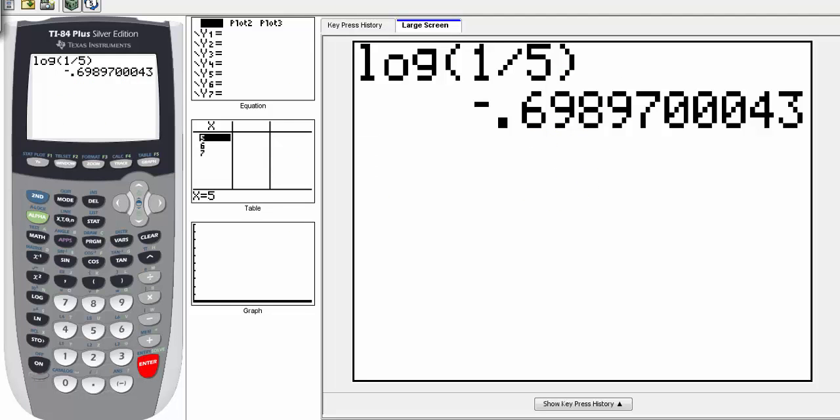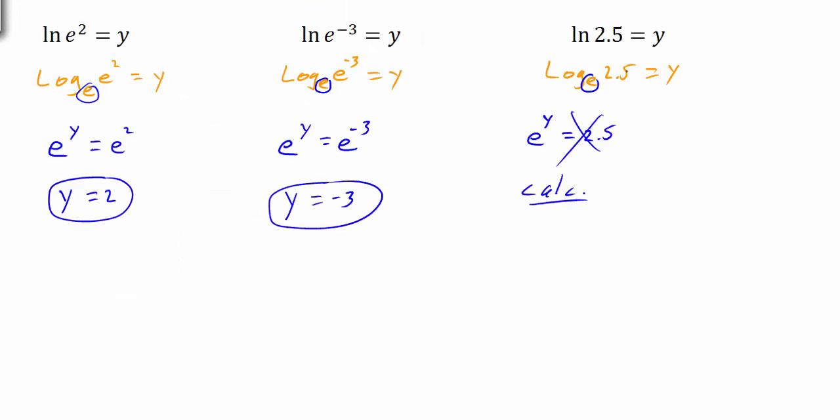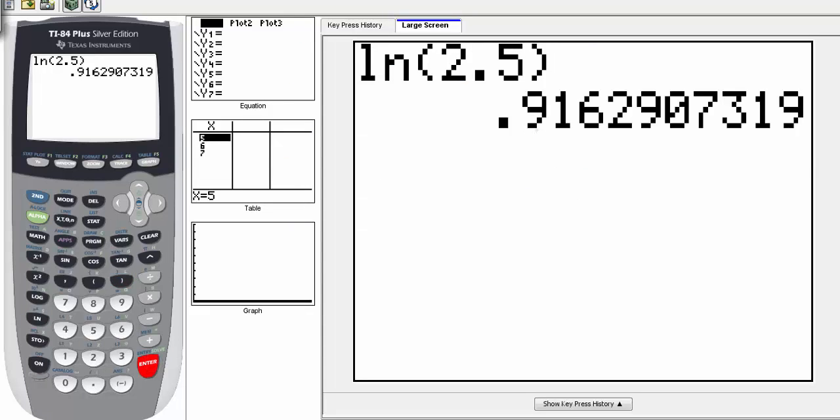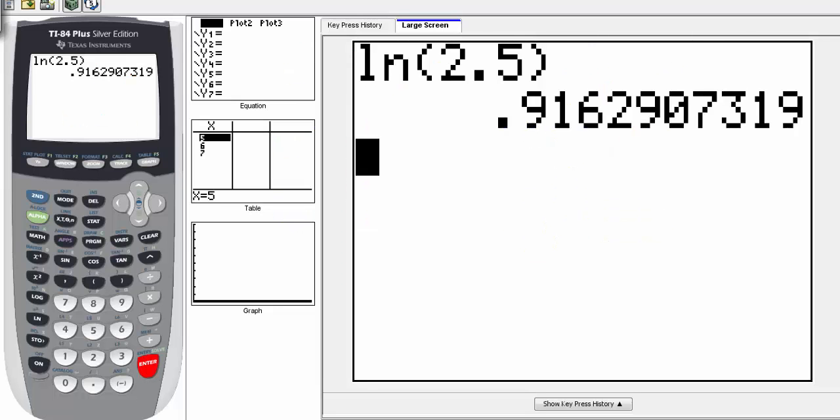So if we go to the calculator, if you notice next to the number 4 key here, you have the ln button. So there's your natural log. And we want to take the natural log of 2.5. So we're just going to type in 2.5, close the parentheses, hit enter, and we get 0.916. So 0.916 is our answer.